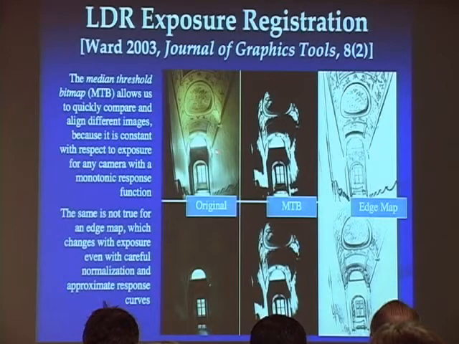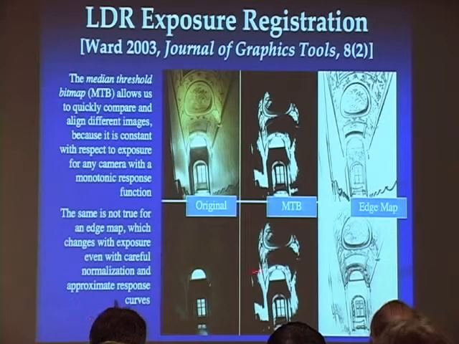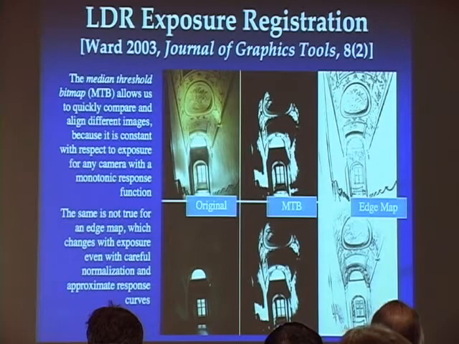So I came up with this technique after trying a number and failing of using the median threshold bitmap, which is shown here. So here we have two exposures. They're at very different levels, obviously. So if you create an edge map out of each of these, even if you're careful, you end up with a very different set of edges. So matching these two up and trying to align them, you could do it visually, but you can't really do it easily with an algorithm.